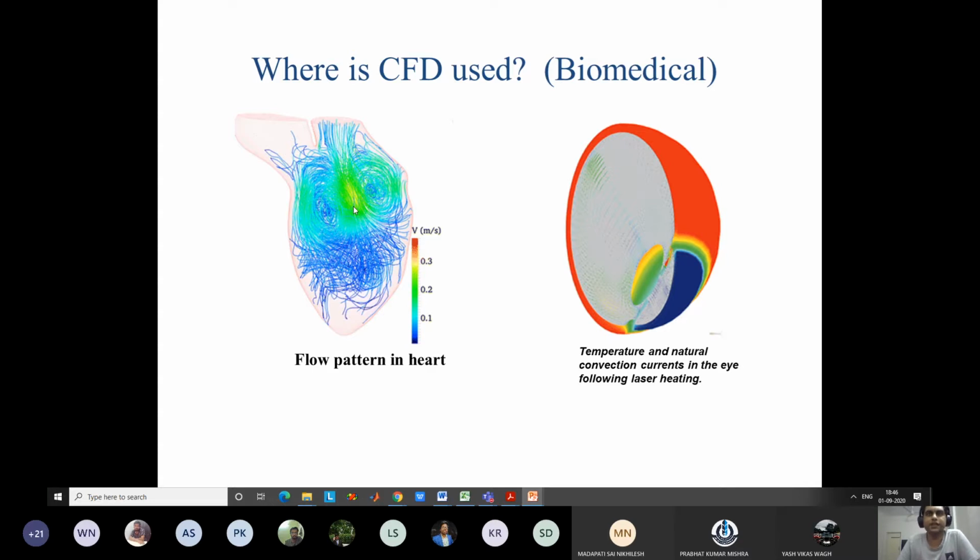Similarly, there are hundreds of other areas, okay, biological. Another example I have shown here is the convection pattern and temperature pattern during, say, eye surgery using a laser. Okay, somebody has done some basic study, we don't know what it actually means. I'm just showing this to show that these are also some other areas which are very important. Hundreds of areas in biomedical applications.